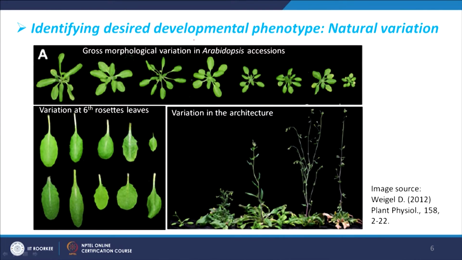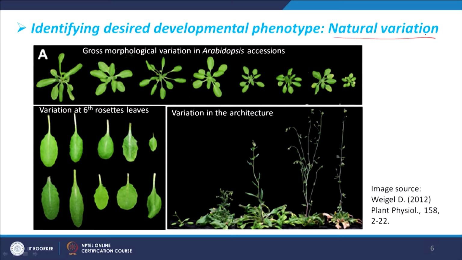So now we'll look at the different ways to identify a mutant. The first step of forward genetics we are taking here is to identify a desired developmental phenotype or desired mutant. The first, and maybe more important with respect to breeding approaches, was to look at natural variation. In nature there are a lot of variations in developmental stages, organs, structure, function, everything.